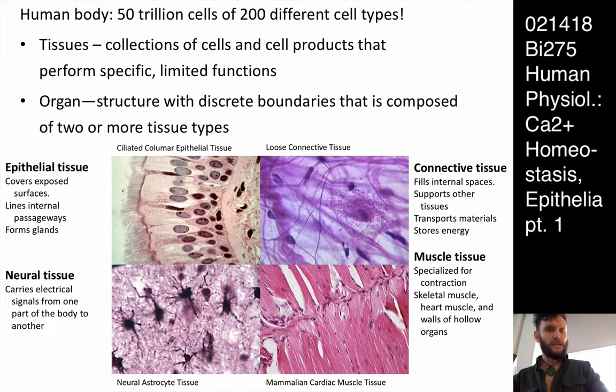When considering tissues, there are 4 categories that we break them up into. There's many different types of tissues, but there's 4 categories. And we're going to talk about 2 of them for the remainder of this week and maybe a little bit next week. So the 4 tissue types or categories are epithelial tissue, connective tissue, neural, and muscle tissue. So epithelial tissue is tissue that covers an exposed surface.